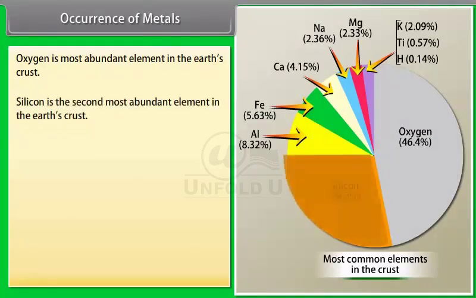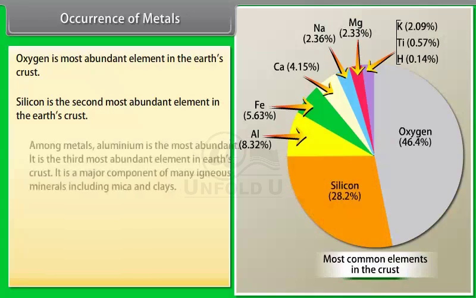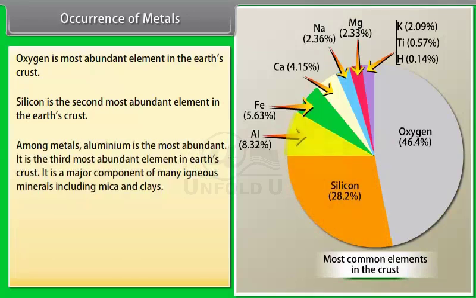Silicon is the second most abundant element in the Earth's crust. Among metals, aluminium is the most abundant. It is the third most abundant element in Earth's crust. It is a major component of many igneous minerals, including mica and clay. Many gemstones are impure forms of Al2O3, and the impurities range from chromium to copper.